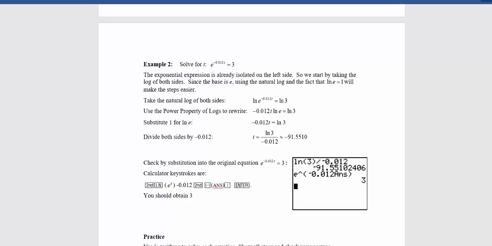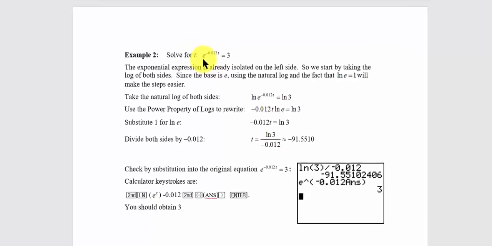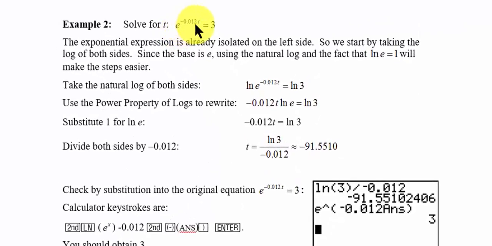So this is the second video covering activity 3.9. Again, we're trying to solve equations using logs. So we have the equation e to the negative 0.12t equals 3. If you look in this example, their first step is they take the natural log of both sides.